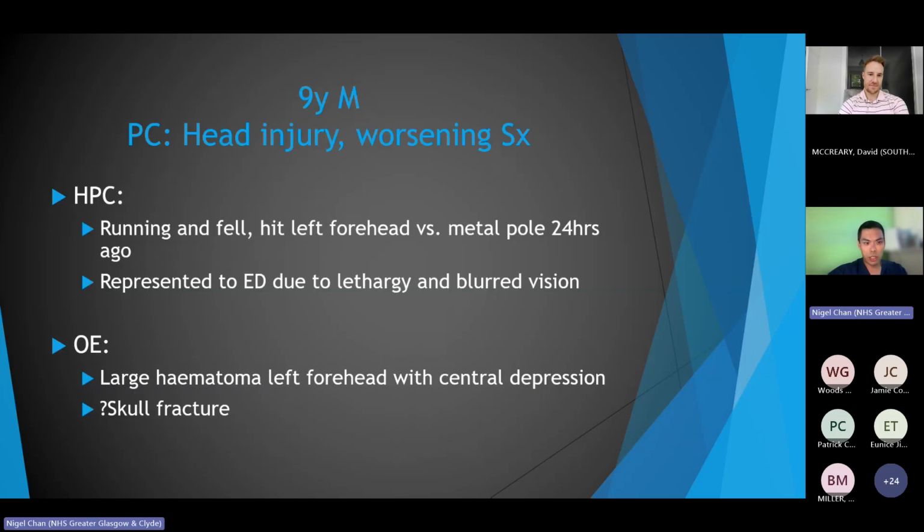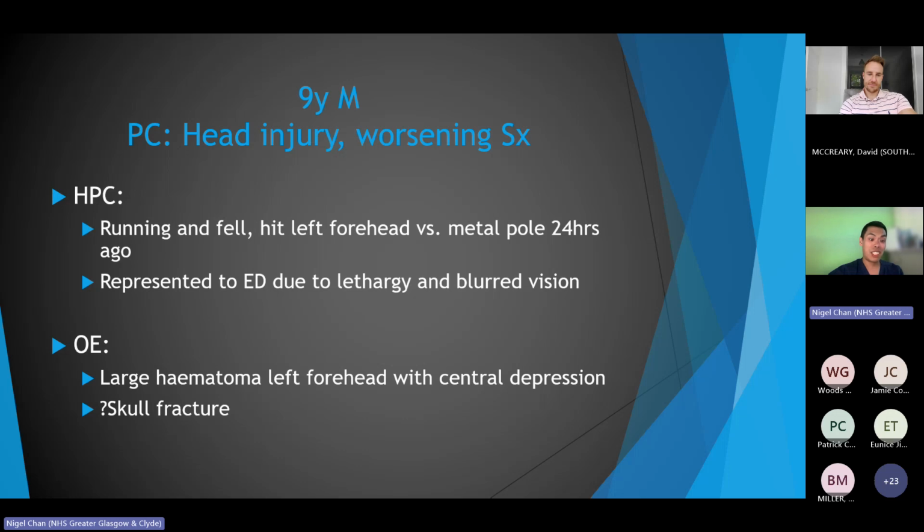This was a 9-year-old boy who basically ran into a lamppost the day before coming to see us. He actually had come in that evening and was observed and discharged home with a head injury, but he came back the next day because they were worried that his vision was a bit blurry and he was still vomiting. And the person who examined him thought that he might have had a big hematoma over his left forehead, and they were worried that they could feel a bit of a step.